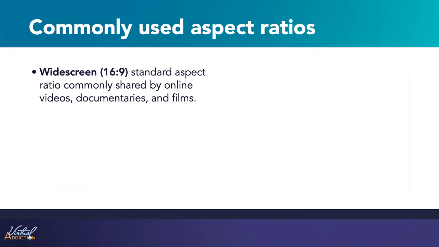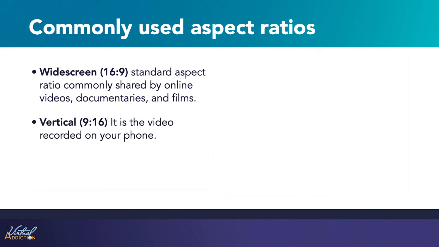Commonly used aspect ratios are 16:9, which is considered widescreen. This is the standard aspect ratio that's commonly shared by online videos, documentaries, and films. It captures a large amount of data with details. Then we have a vertical aspect ratio of 9:16. This is how your video is recorded on your phone if you film in portrait mode.